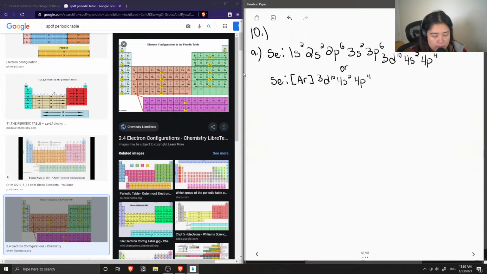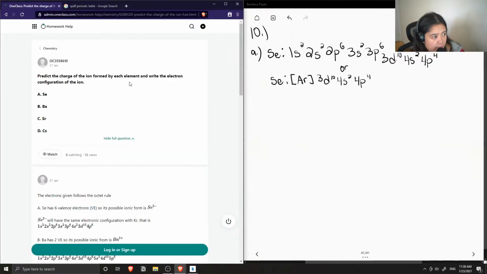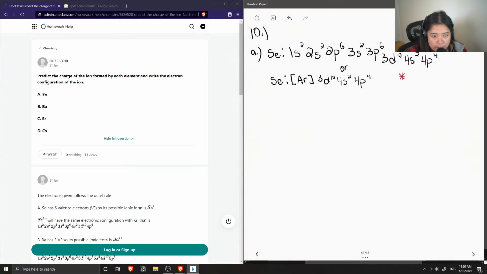Okay, so this is the electron configuration of a ground state selenium ion, but we also want to predict the charge of the ion formed by each element. So naturally, we just assume all of these elements want a full octet. So assume electrons follow the octet rule.